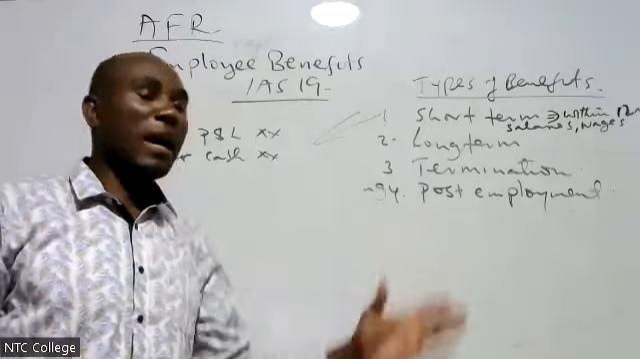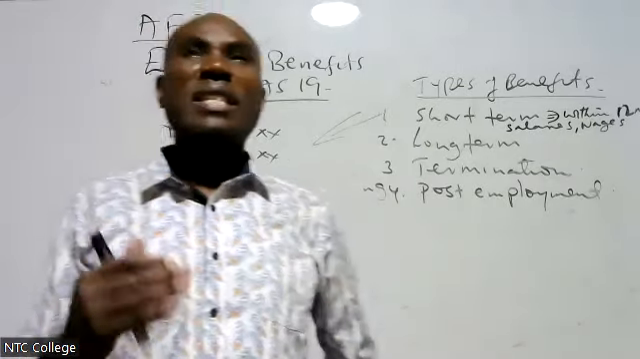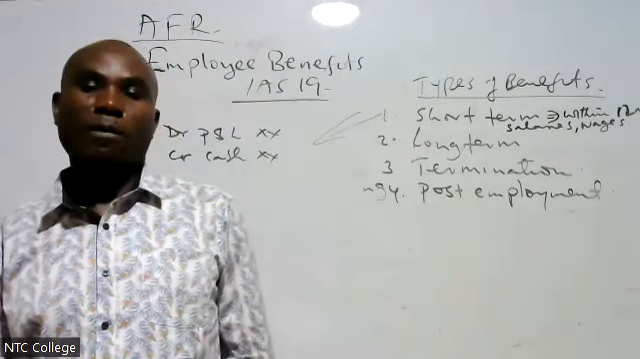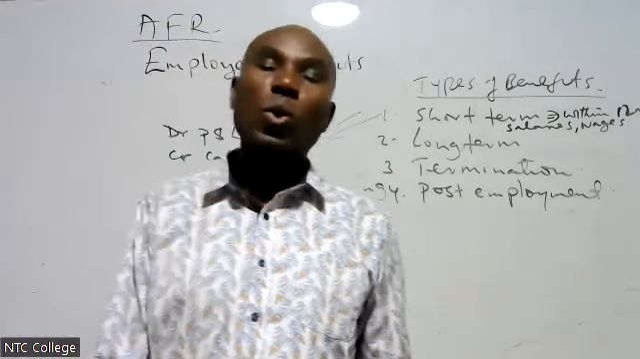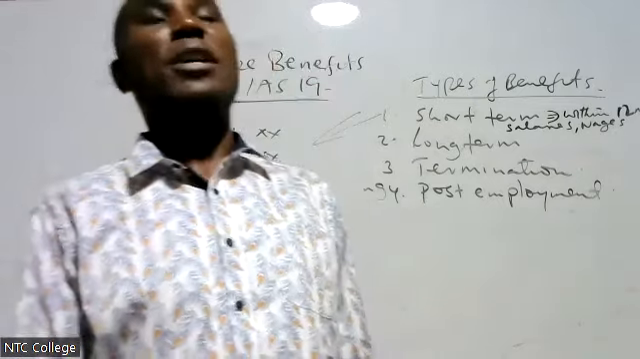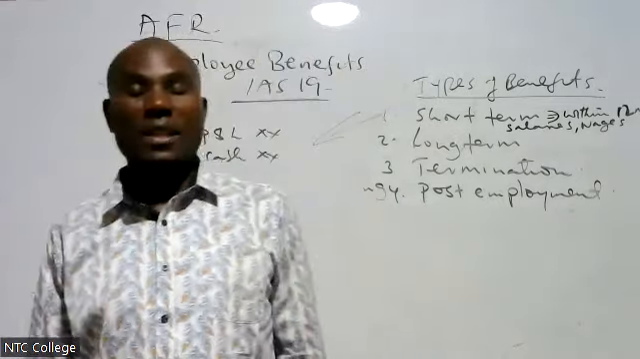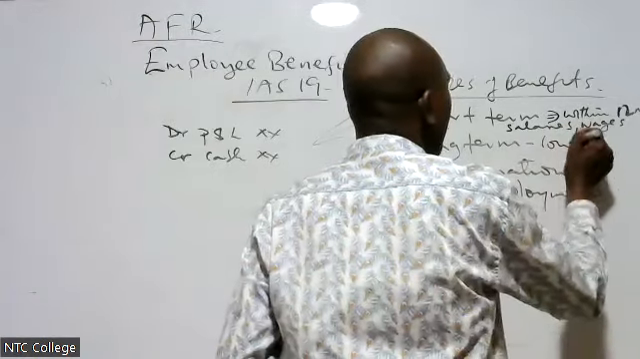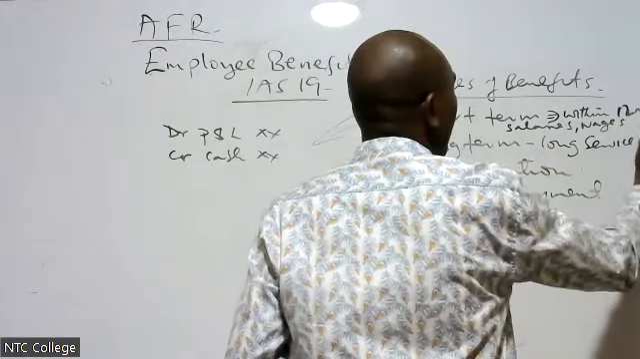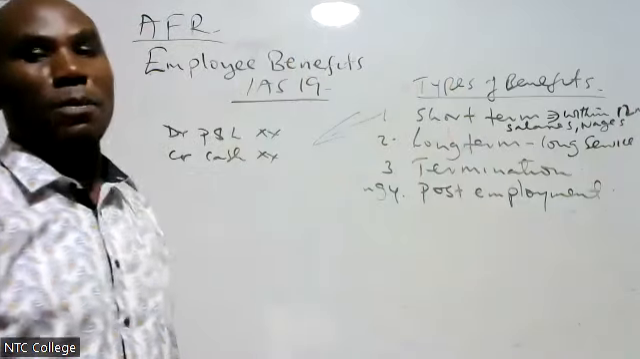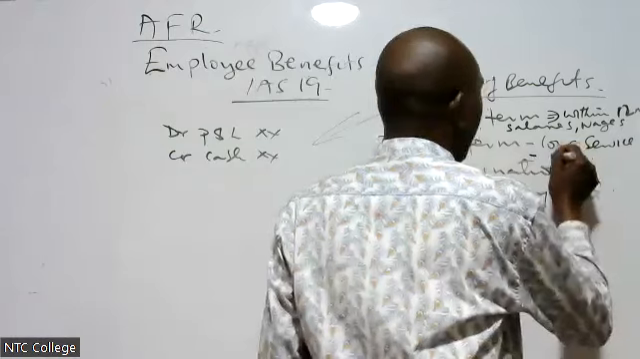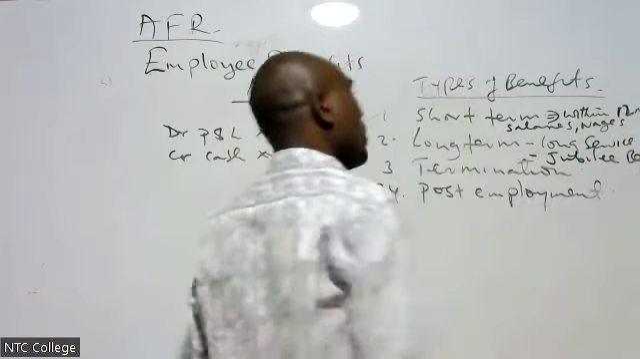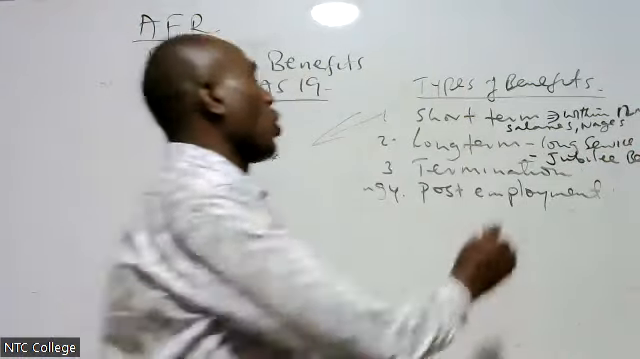Then we come to long-term benefits. Long-term benefits are benefits that accrue to an employee 12 months after giving service. An example of this is long service pay. We have what we call jubilee benefits. We have what we call sabbatical leave.